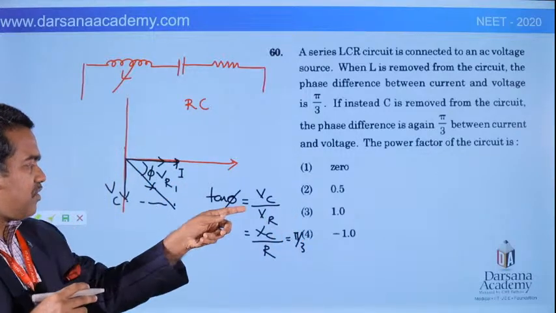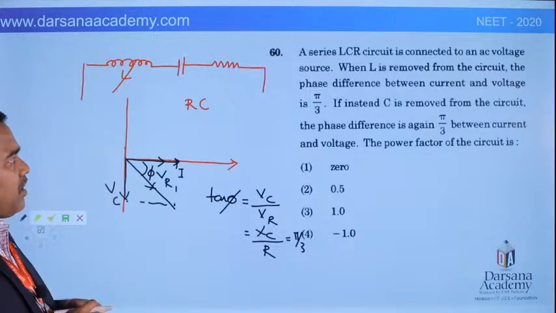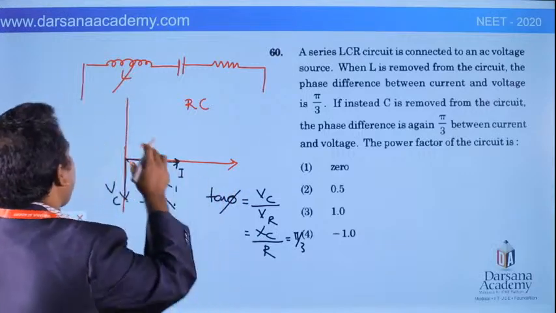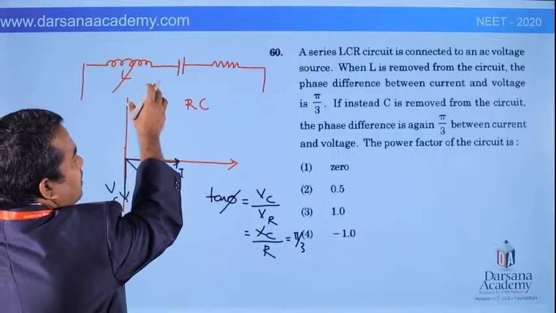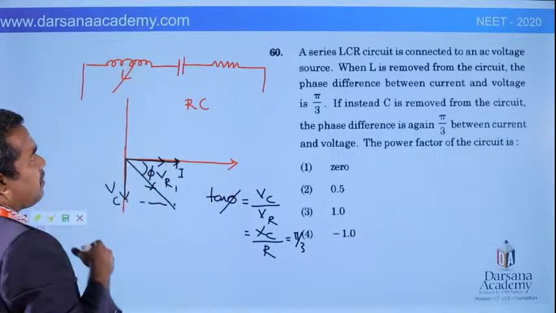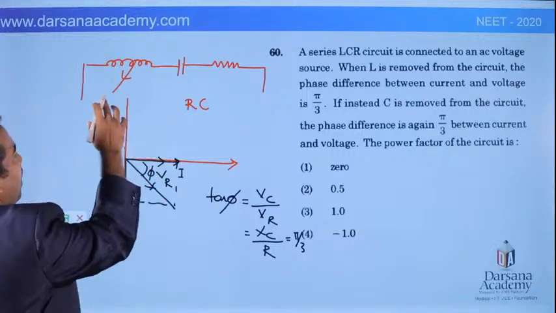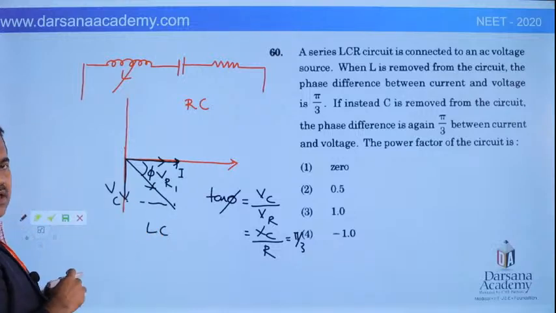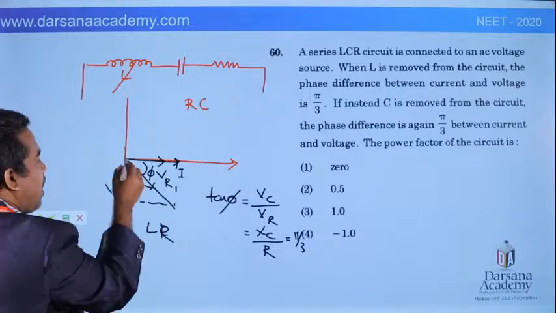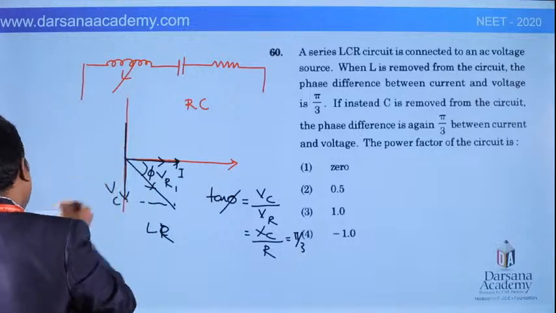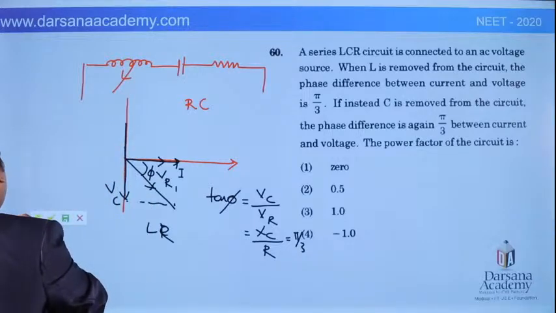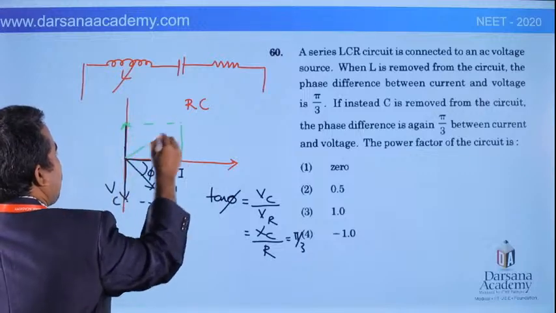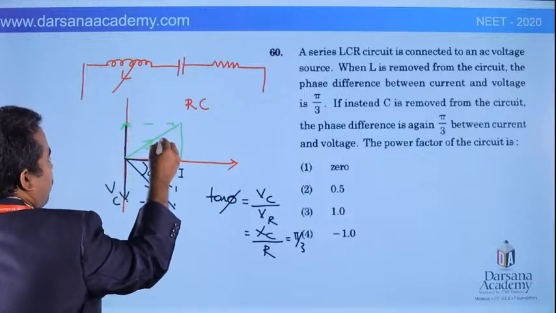The tan phi is equal to pi by 3. And in the next case, instead of L, C is removed. Then it becomes an LR network, where R is there. In that case, we have to take the value of phi.